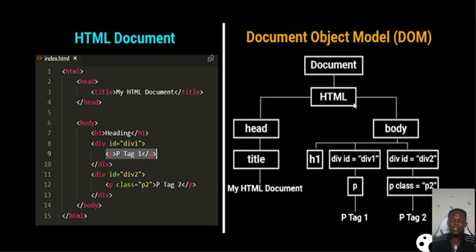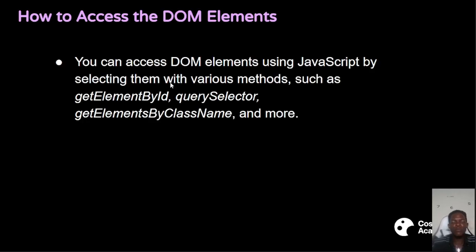So the question you ask yourself is, how do I access this element? How do I get this body, this div, this class, this attribute, or this title? That's the question you need to ask yourself, and that's what we're going to talk about next. To access these objects, there are procedures, guidelines and rules to follow. You can access the DOM elements using JavaScript by selecting them with various methods. So there are many methods.